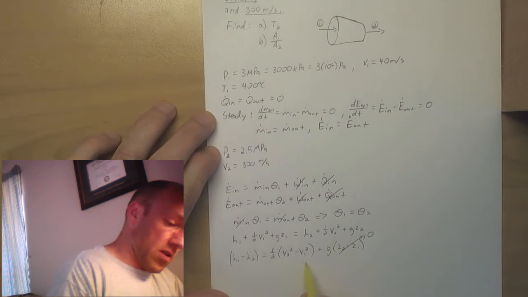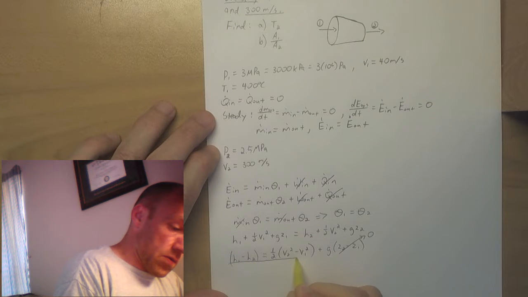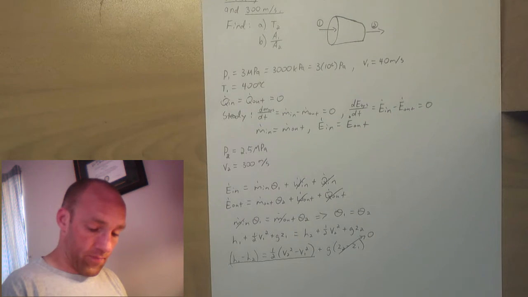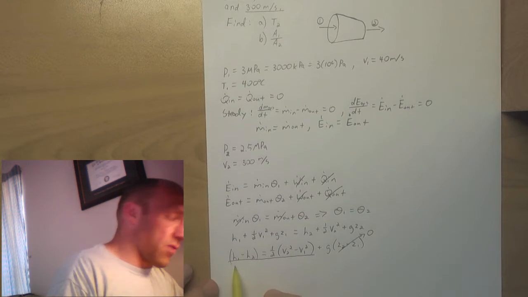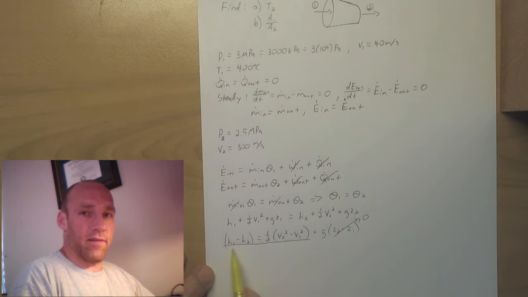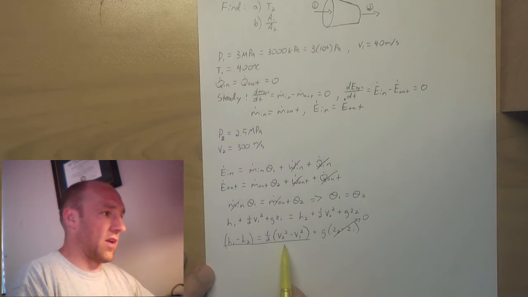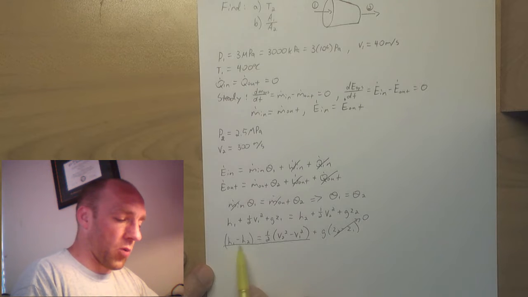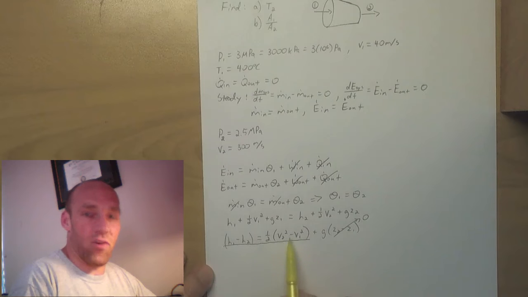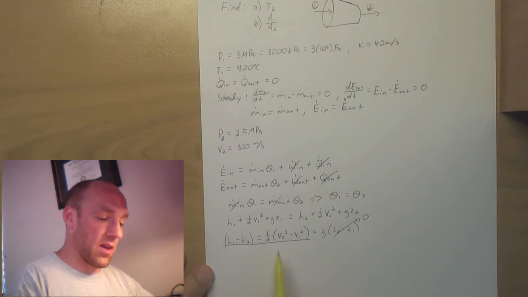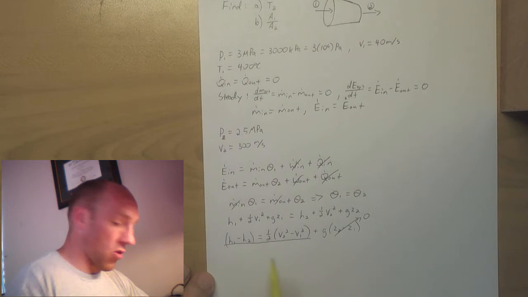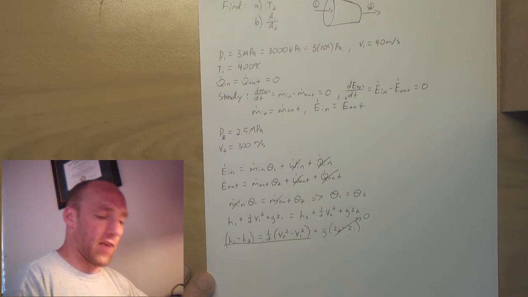So this is basically our new energy balance for this particular device. We have a measure of the thermal energy content of the fluid at the entrance and exit equal to a change in the kinetic energy at the entrance versus the exit. So we're exchanging enthalpy for kinetic energy. That's what we're doing.